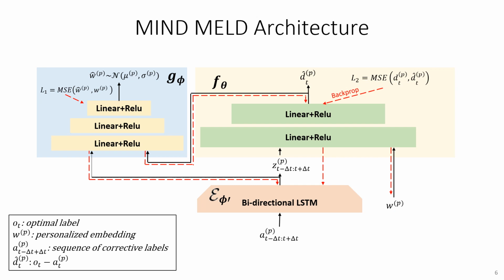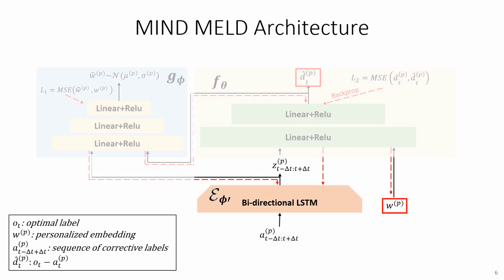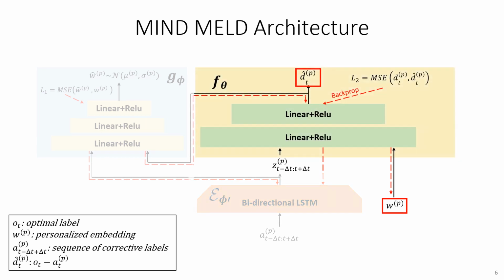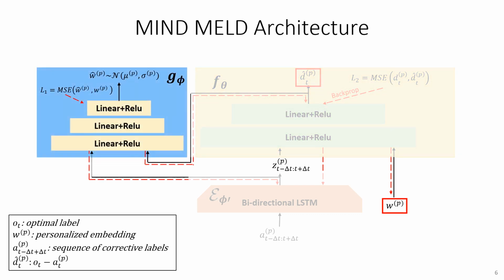Here we show our architecture, which is trained on the calibration tasks. Our network architecture simultaneously learns the style of the demonstrator via personalized embedding W and learns the mapping from demonstrator label A sub T to the difference between the demonstrator label and the ground truth. Our bidirectional LSTM learns the embedding Z, which encodes temporal information about the demonstrator's suboptimality. The subnetwork F sub theta maps this encoding to the difference between the human-provided label and the ground truth. We include the subnetwork G sub phi, which approximates the probability distribution from which W is drawn and is necessary to maximize mutual information.